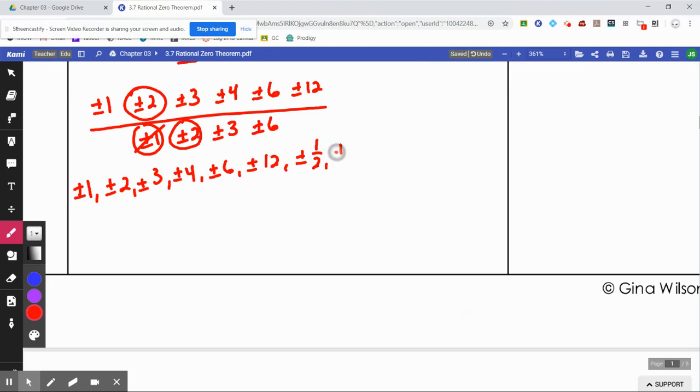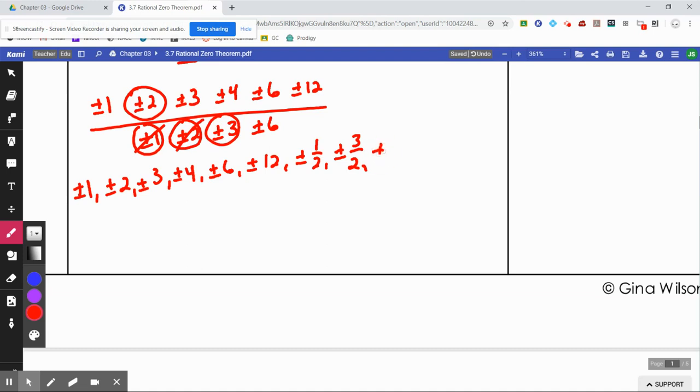3 over 2, 4 over 2. 4 over 2 is equal to 2, so we don't have to list it again. 6 over 2 is 3. We don't have to list it again. 12 over 2 is 6. We don't have to list it again, so that's done with 2. Let's move on to 3.